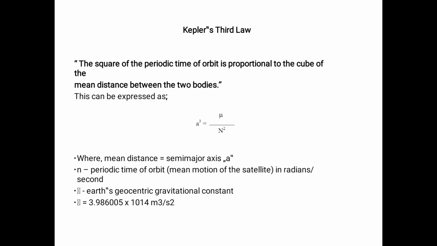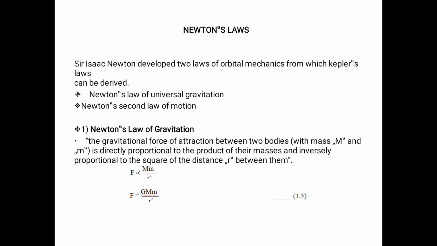Kepler's third law: the square of the periodic time of orbit is proportional to the cube of the mean distance between two bodies. This can be expressed as a cubed equals mu by n squared, where mean distance is equal to the semi-major axis a, and n is the mean motion in radians. Mu is the Earth's geocentric gravitational constant, 3.986 into 10 power 14 meter cubed per second squared.